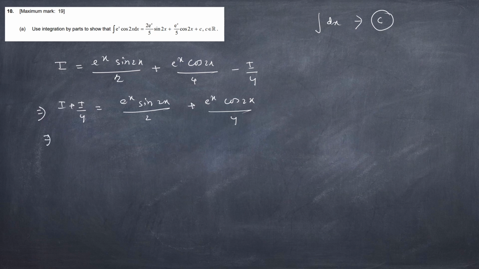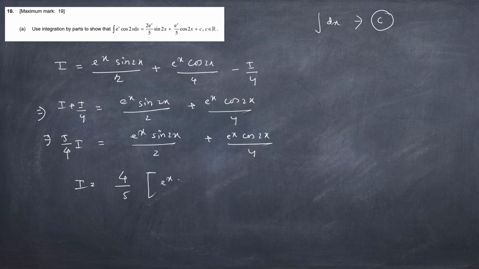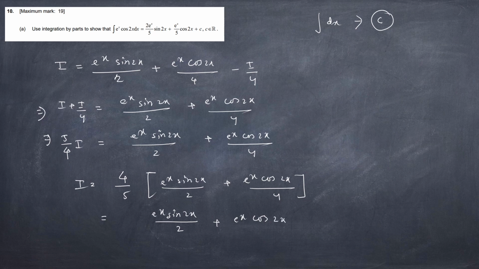Okay, so now it will be 5 by 4 I is equal to e to the power x sin 2x divided by 2 plus e to the power x cos 2x divided by 4. So I is basically the integration that we need to find out. So I is equal to 4 by 5 into e to the power x sin 2x divided by 2 plus e to the power x cos 2x divided by 4. So from here we can write the answer to be e to the power x sin 2x divided by 2 plus e to the power x cos 2x divided by 4.